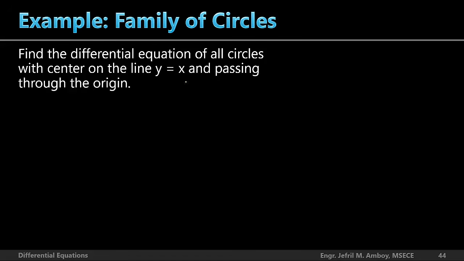Ano ba ang itsura ng line na y equals x? Di ba kapag ka ikaw ay may y-axis at x-axis? Ito yung line na y equals x. Yan. 45 degrees ang inclination yan. So that means, lahat daw ng circle, ang kanilang center ay nasa line na yan. Tapos, lahat daw sila dadaan sa origin. So kung dadaan sila sa origin, ay di, example, ito yung isa. Or pwedeng ito. Or pwedeng ito. Or pwedeng yun. O, diba?